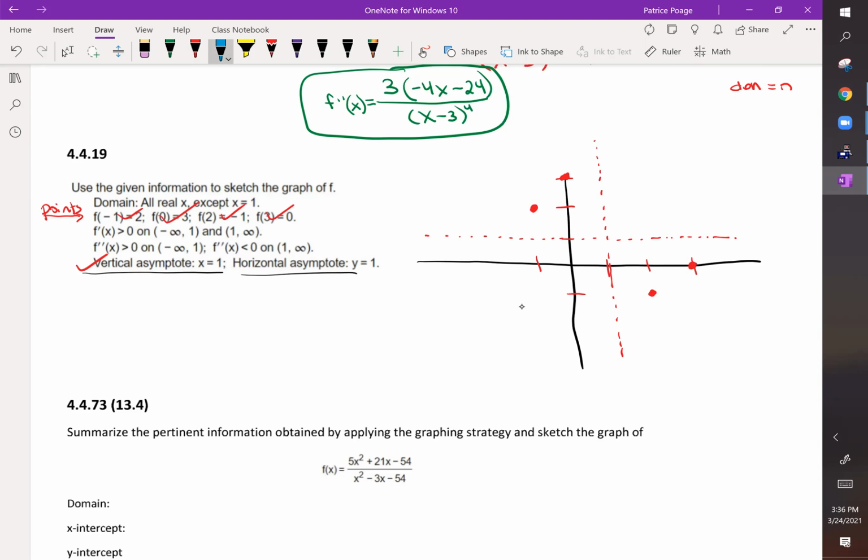This next one is the first derivative. For the first derivative, all we care about is positive or negative. The first derivative tells us where our function is increasing or decreasing. Since it says the first derivative is greater than 0, that means it's positive. So our function is increasing on the interval from -infinity to 1. I'm just going to do a rough sketch down here. And then again from 1 to infinity. So basically it's not decreasing anywhere.